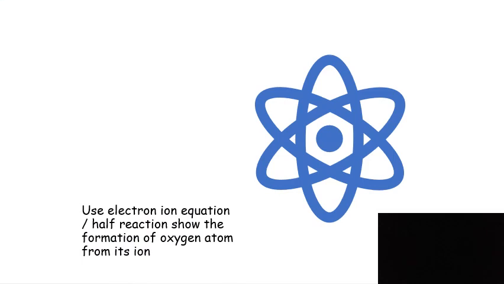So now we are asked to use electron-ion equations or half reactions to show the formation of negative ions to atoms. So we want to show those negative ions becoming atoms, similar to what we did last class. But last class we did positive ions. Now we're doing negative ions. Let's see how we do it.